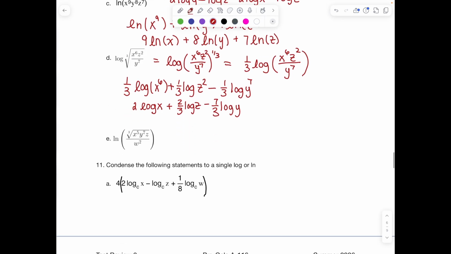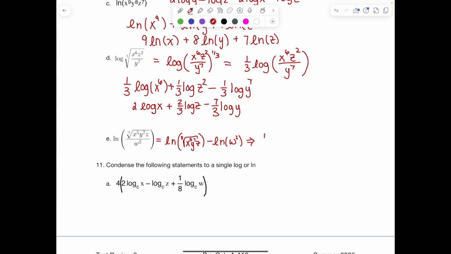Okay, the last problem we have is ln of the cube root of x to the 5th, y to the 7th, z all over w squared. So the first thing I'm going to do is break this down by fraction. So ln of the cube root of x^5 y^7 z minus ln of w squared. That's the first thing I'm going to do, and the reason is because it's not all under the radical.